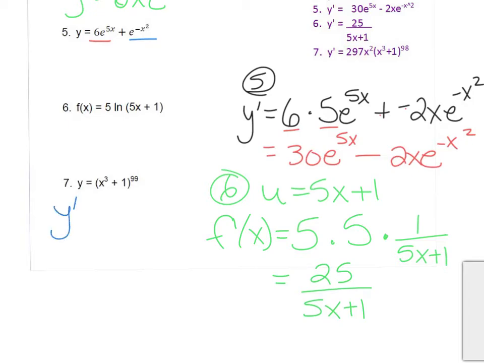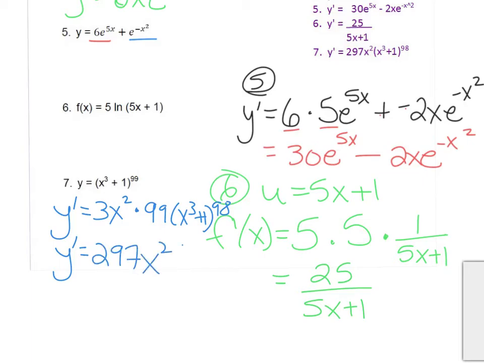And last but not least for 7, the derivative of the inside is 3x squared. And then the power rule. So I'm going to do 3 times 99 and get 297. And then the other variables remain.